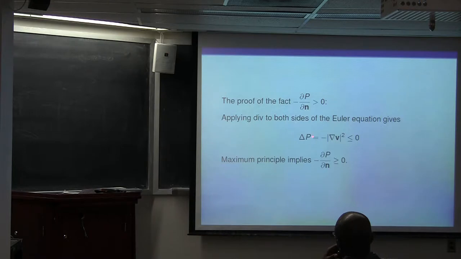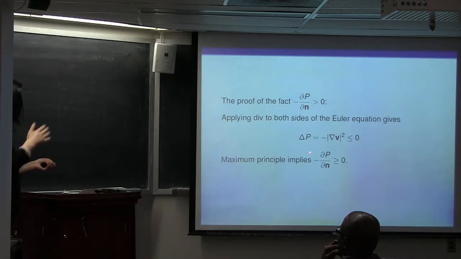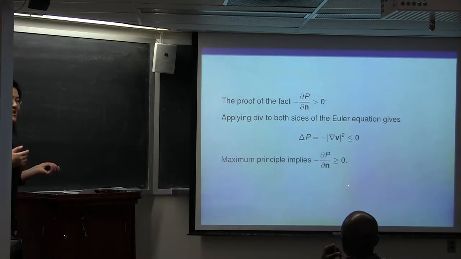But we also know pressure is zero on the boundary. So this means that the pressure should be a function that is concave down. It's superharmonic, subharmonic, I always get it opposite. Anyway, using the maximum principle, you get negative dp/dn is positive. So in fact, this is not surprising.